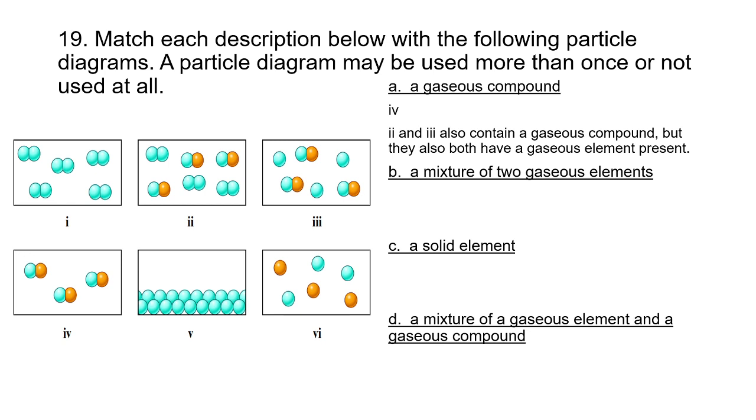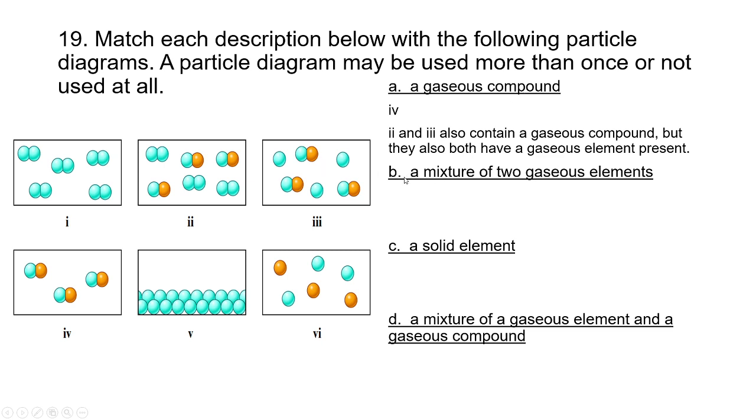Now, 2 and 3 also contain a gaseous compound, but they both also have a gaseous element present. So it's not a pure gaseous compound. We would say it's essentially a gaseous mixture. So if you look here at 2 and 3, I have a gas compound here, and I have a gas compound here. But I also have a molecule here that is diatomic, and then here I have just a single element as well that's also a gas. So these would not be just a gaseous compound, they would be mixtures.